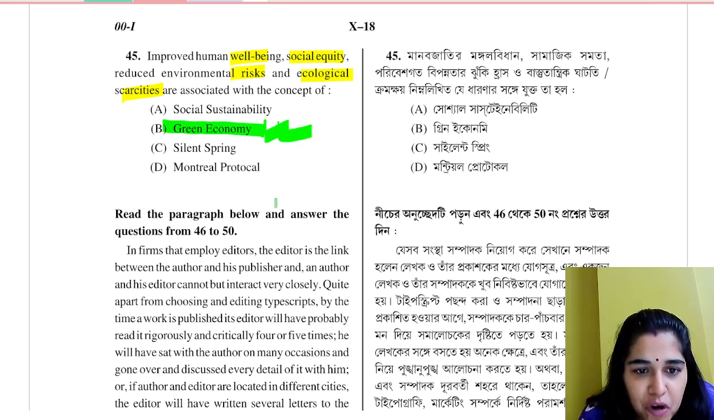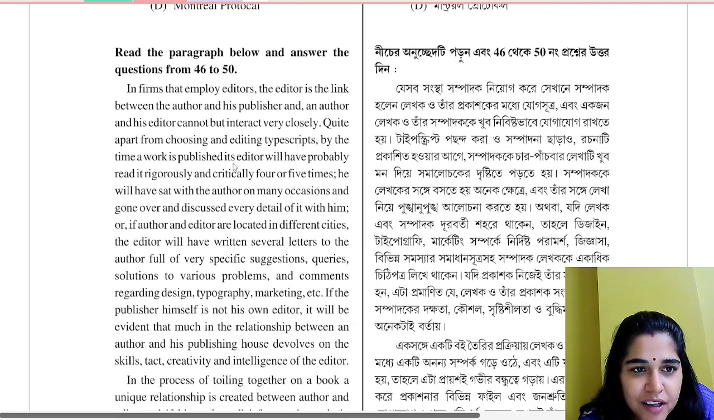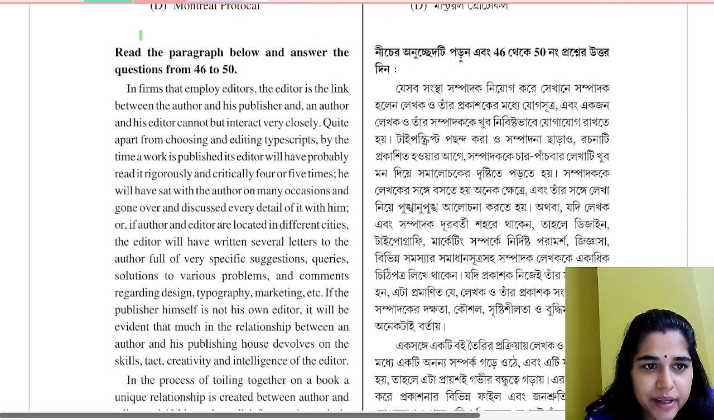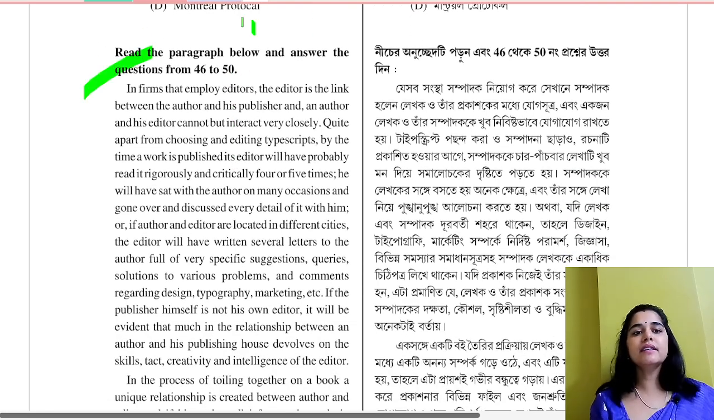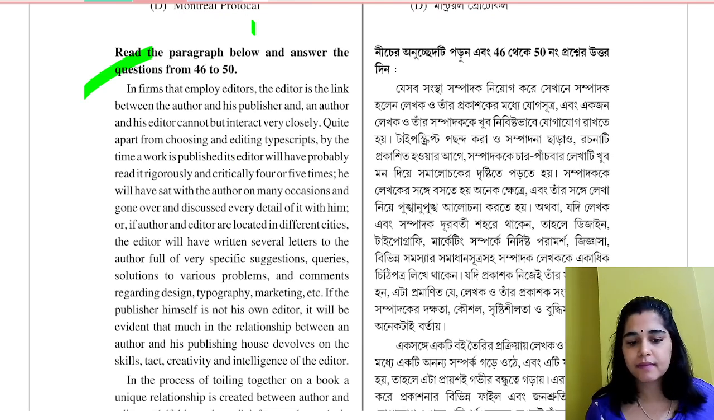So now we are left with reading comprehension. This is the reading comprehension, questions 46 to 50. I am not going to read the reading comprehension here. You have to do it from your home. You can download this question paper from their website and do it from the PDF. I will not explain here.